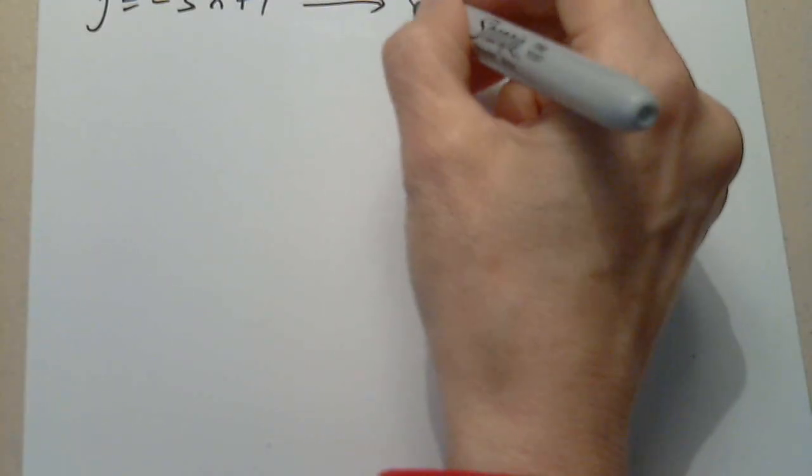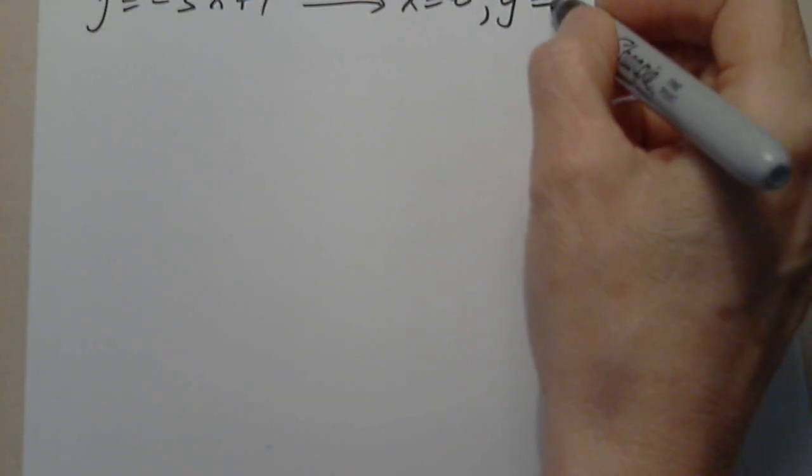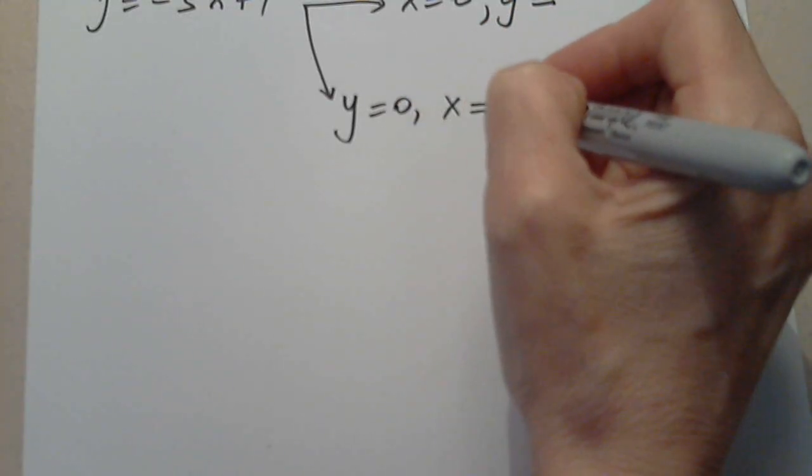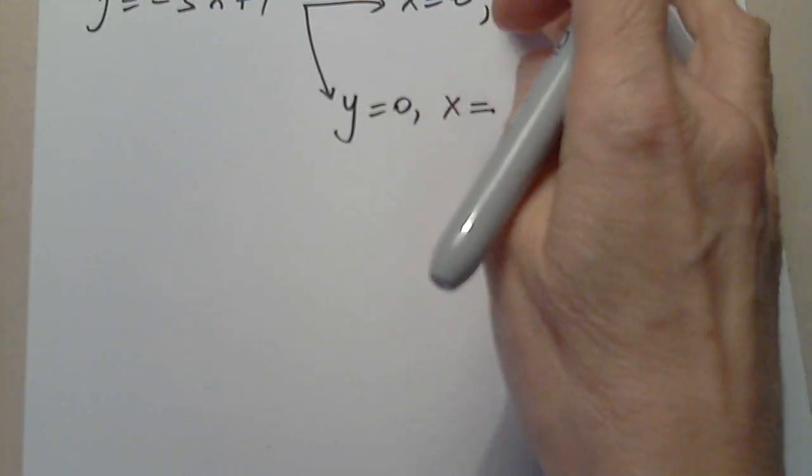So graphing using the x and y intercepts, all you have to remember is you have to replace x equals 0 and find y, and then you have to replace y equals 0 and find the corresponding x. Do not combine these two.